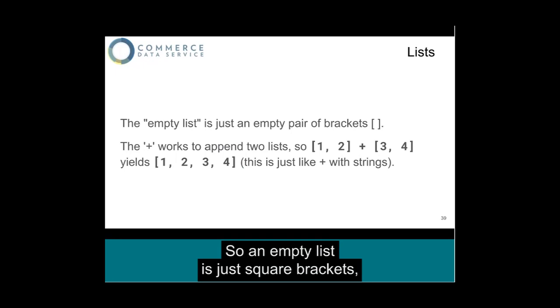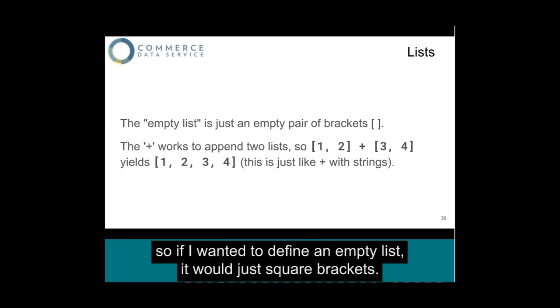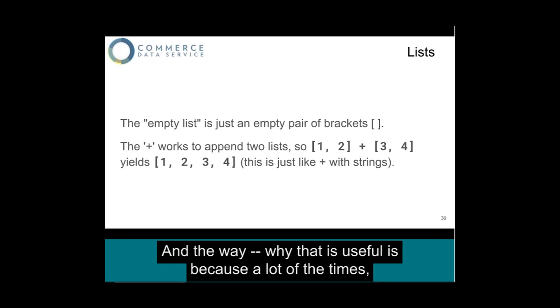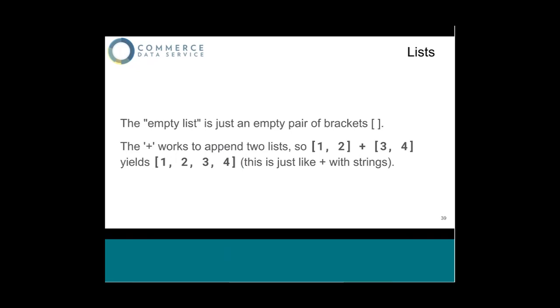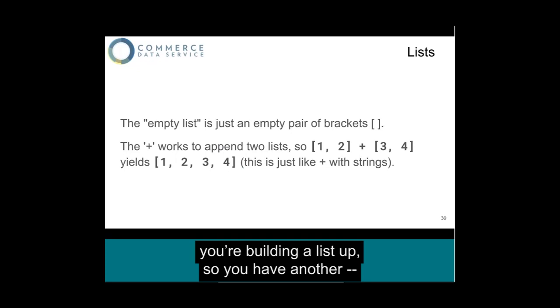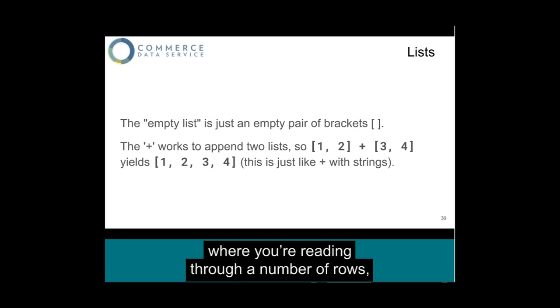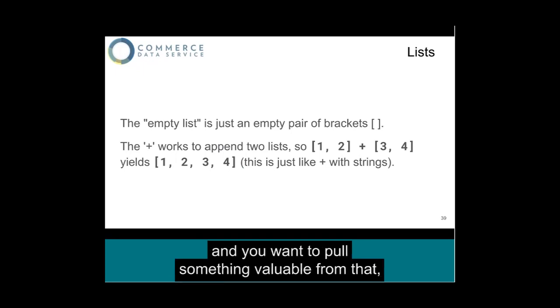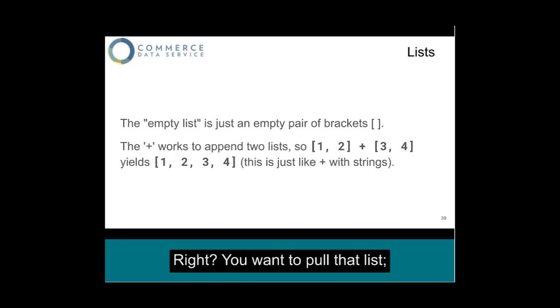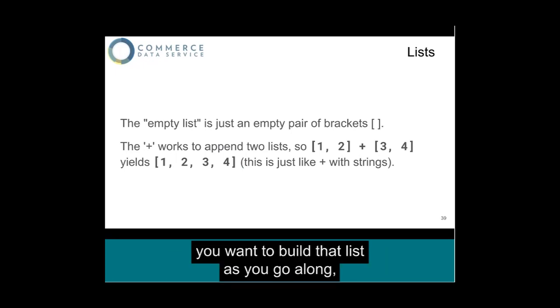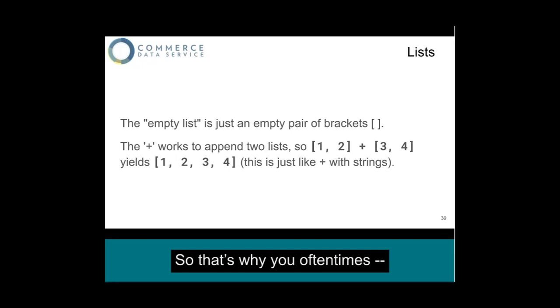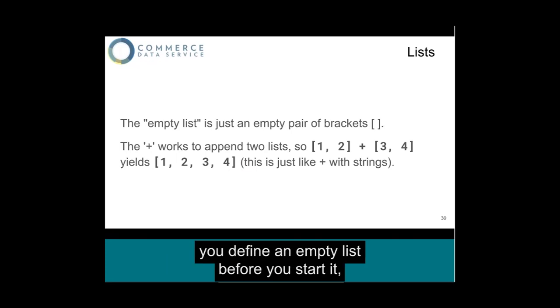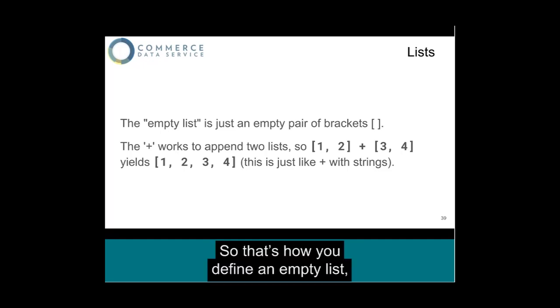An empty list is just square brackets. If I wanted to define an empty list, it would just be square brackets. The reason that is useful is that a lot of the time you're building a list up. You're iterating through, say, a file, or a number of rows, and you want to pull a specific value from that and add it to a list. You want to build that list as you go along, as you're looping through it. So oftentimes you define an empty list before you start, and you start adding to it afterwards. So that's how you define an empty list.